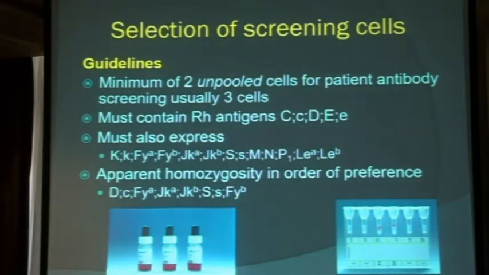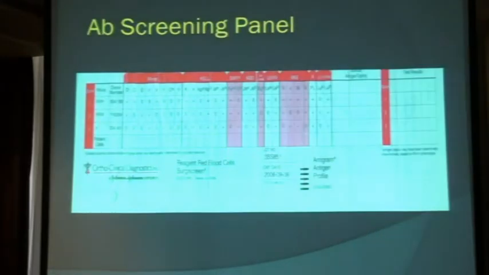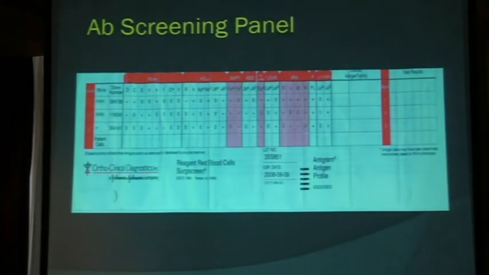Selection of the screening cells: minimum 2 unpooled cells, but we usually use 3 cells. They must contain Rh antigens C, E, D, E, and K, and the most significant phenotypes. This is the 3 cells, and this is the panel of the 3 cells.